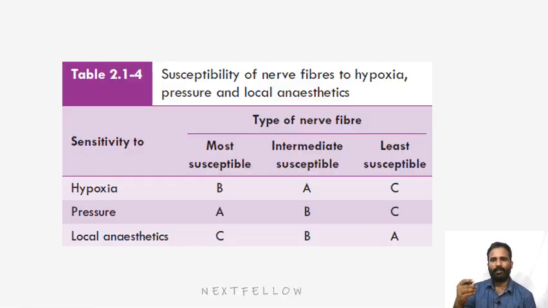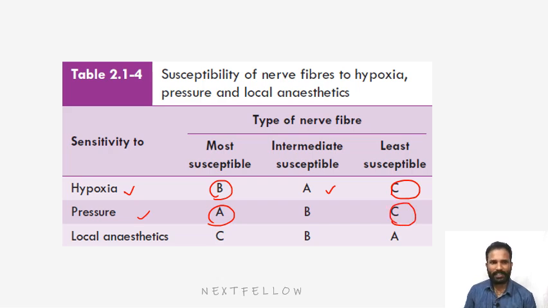And there is a classification with susceptibility to hypoxia. For hypoxia, the most susceptible is type B fibers, the least susceptible is C, and intermediate is A. So BAC is the order. Most susceptible to pressure is type A, and less is type C.